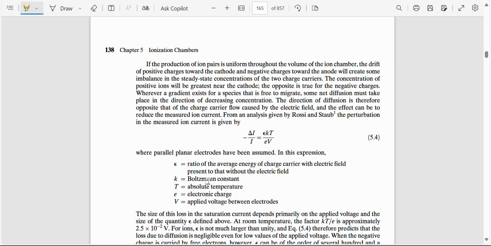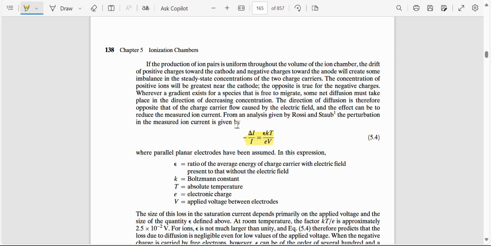Wherever a gradient exists for a species that is free to migrate, some diffusion must take place in the direction of decreasing concentration. The direction of diffusion is therefore opposite to that of the charge carrier flow caused by the electric field, and the effect can be reduced by measuring the ion current. From an analysis given by Rossi and Staub, the perturbation in the measured ion current is given by this relation. This is a very important relation.